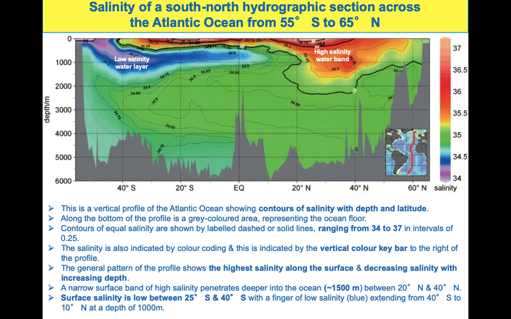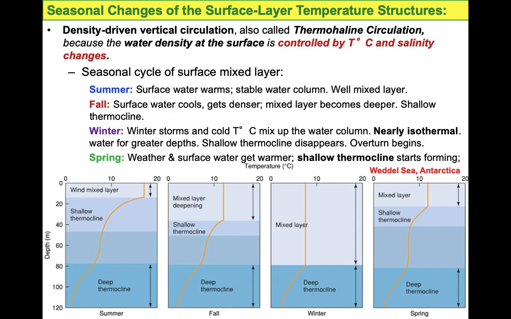Okay, so we just looked at the Atlantic Ocean in terms of its temperature and salinity profiles. The last thing I want to show you and talk to you about today is seasonal changes of the surface layer temperatures in polar oceans. So I took the example of the Weddell Sea in the South Polar region near the Antarctic continent. We're going to look at seasonal changes in the polar ocean system in the south.